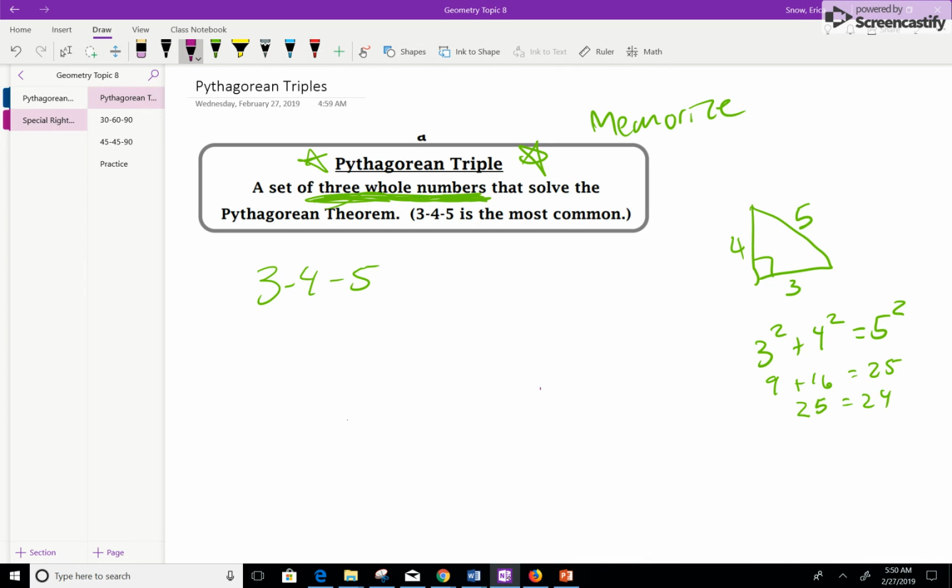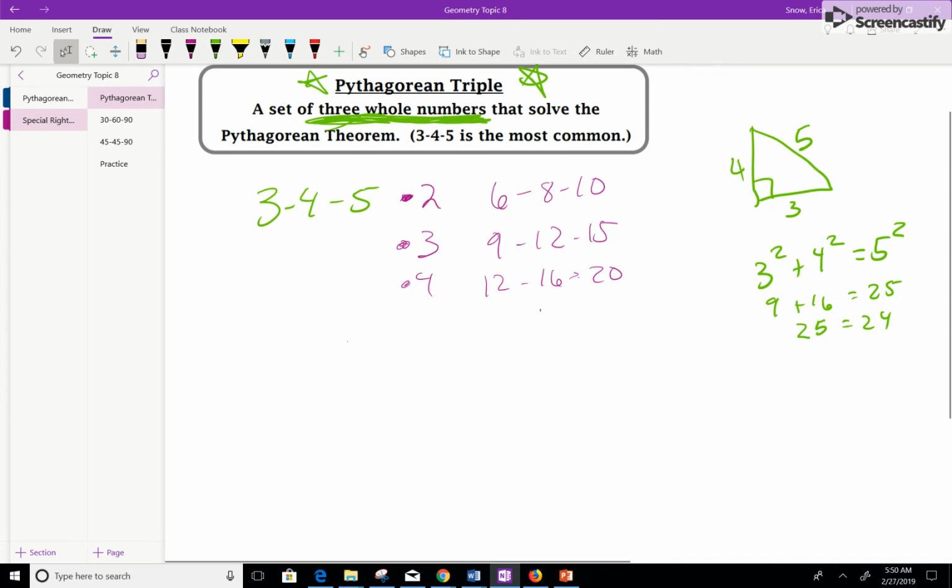Now, on top of this, you can multiply these Pythagorean triples by any number to get other Pythagorean triples because, again, when you think about similar triangles, that's kind of how they work. So if we multiply this triple by 2, we'd get a 6, 8, 10 triangle, because we do 2 times each of them. Or 3 would give us a 9, 12, 15. Or 4 would give us a 12, 16, 20. So all of these are Pythagorean triples with that root of a 3, 4, 5 triangle.